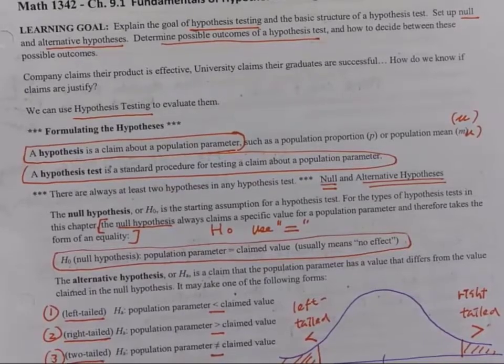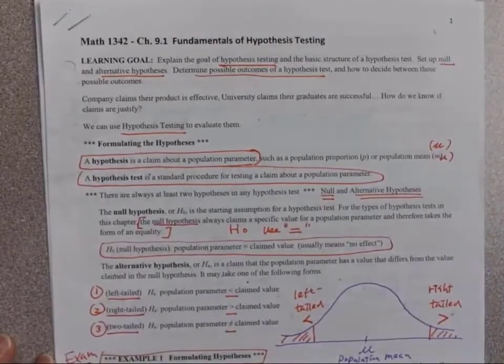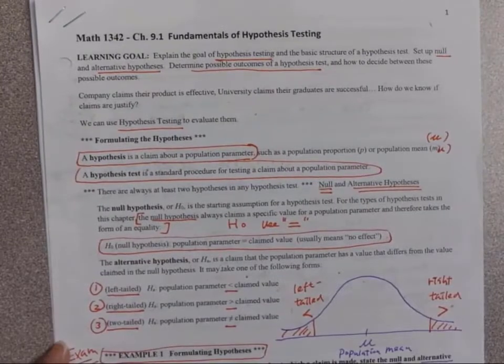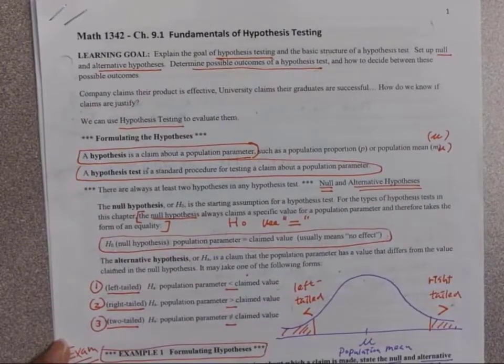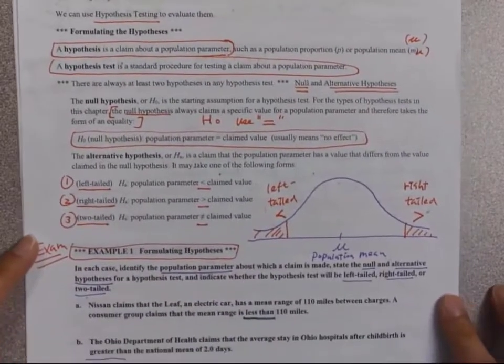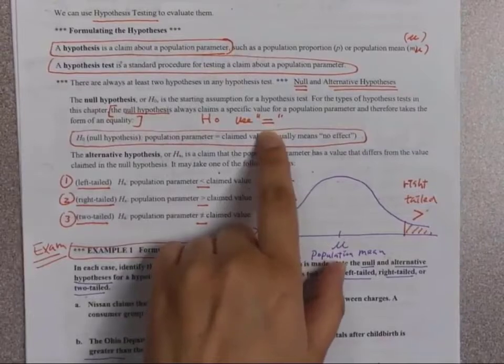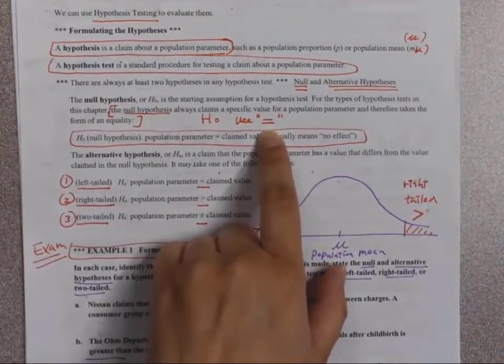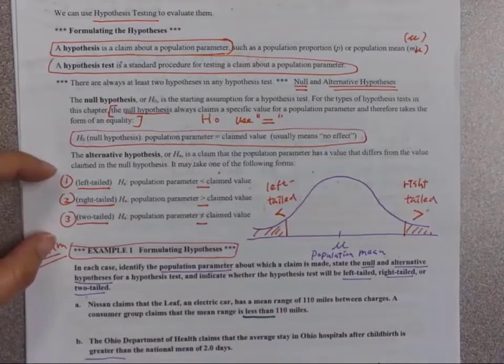So we're starting with chapter 9. Chapter 9 is about hypothesis tests, and we require you to be able to set up the null and alternative hypothesis. For this textbook, all the null hypotheses will be set as equal. Okay? And the alternative has three types.